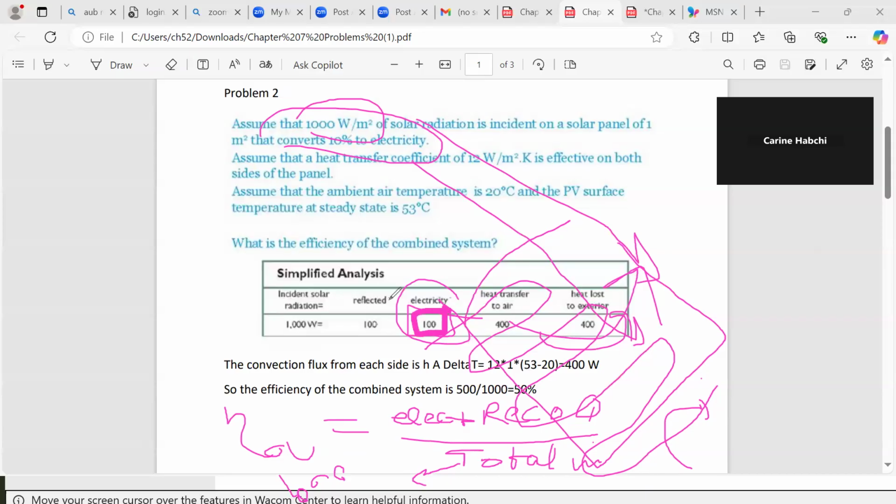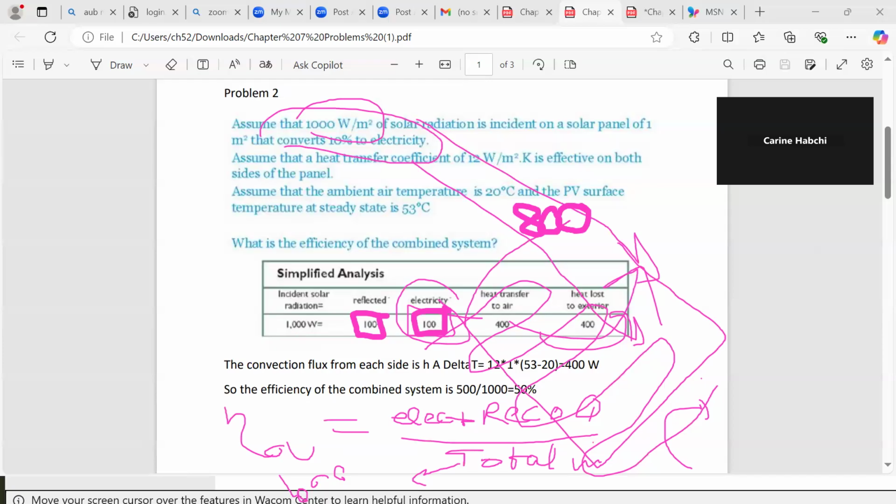Now, the reflected part. They said what is the absorbed part? We have 10% reflected and 90% absorbed. So you have that 100 will be rejected, and I will lose it. Then the remaining part is 800. Because you are operating in steady state, sum in equals sum out.